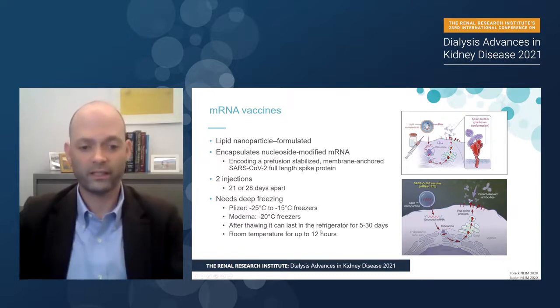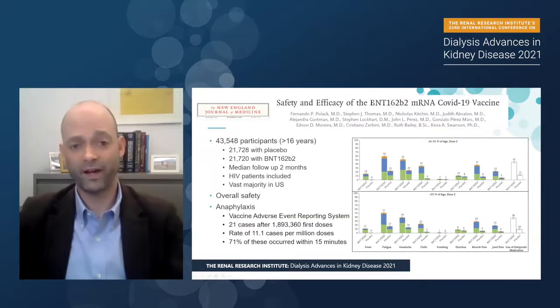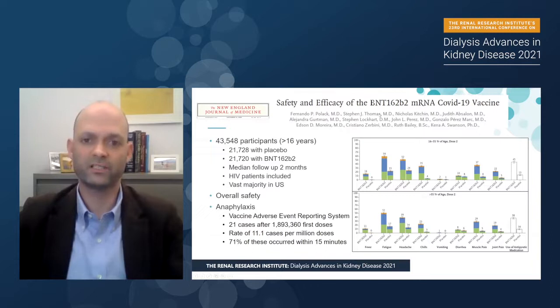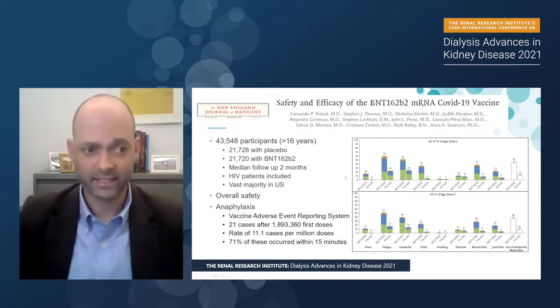And after thawing, they can last in the refrigerator anywhere between 5 and 30 days. But once at room temperature, you basically have 12 hours to actually inject the vaccine. So we'll start with the Pfizer vaccine, also known as the BNT162b2 mRNA vaccine. This was a phase 3 publication in the New England Journal of Medicine in late December.